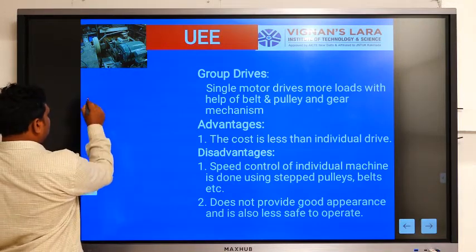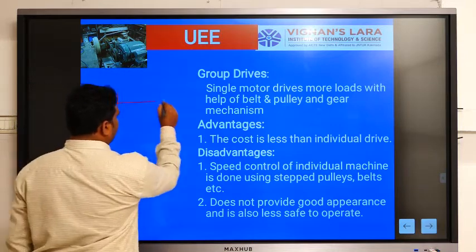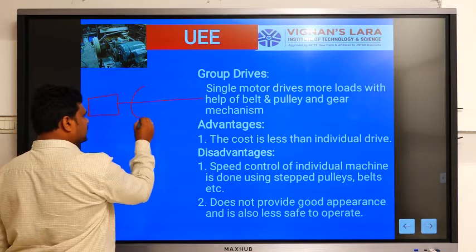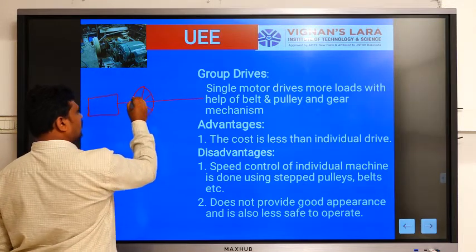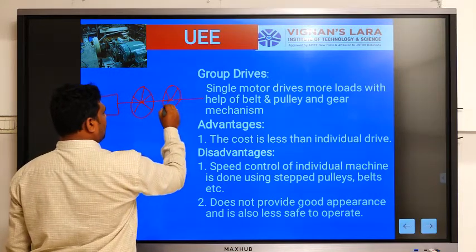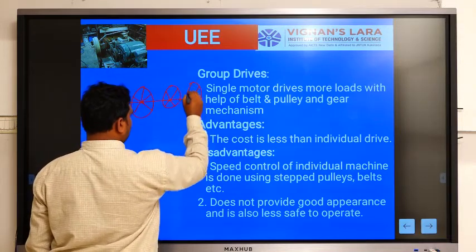Simple. Suppose this is the motor. It has a shaft, and it has pulleys. These are the pulleys. One pulley may be larger in size and one pulley may be small in size, like this.